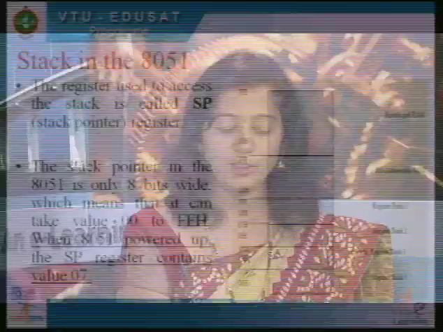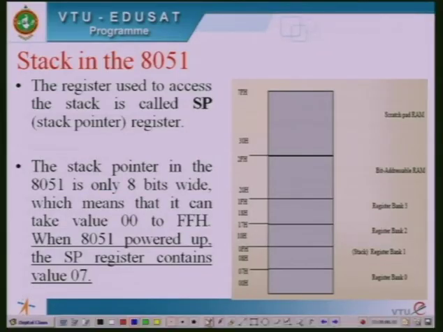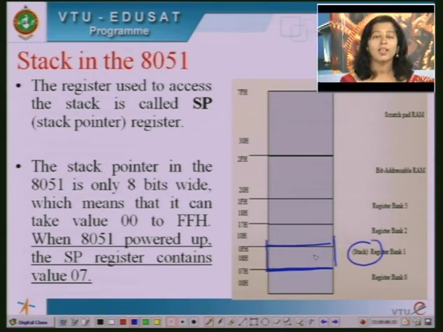So, as you can see here, this stack is mentioned here, register bank 1. It starts from here. This is where the stack starts. Register bank 0 will not be used. You can start the stack from here. Generally, register bank 1 would be sufficient. If you have more data, you can extend this to the other register banks. It can go to register bank 2, register bank 3, and so on.